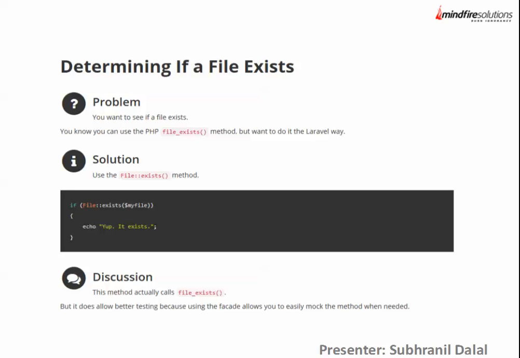First, how do we check whether a file exists or not in PHP? In PHP we use the function file_exists. So Laravel has a wrapper of this function called File::exists. If you pass the file name in this function, you will get a response like true or false. So this is the simple function, File::exists, to check whether a file exists or not.